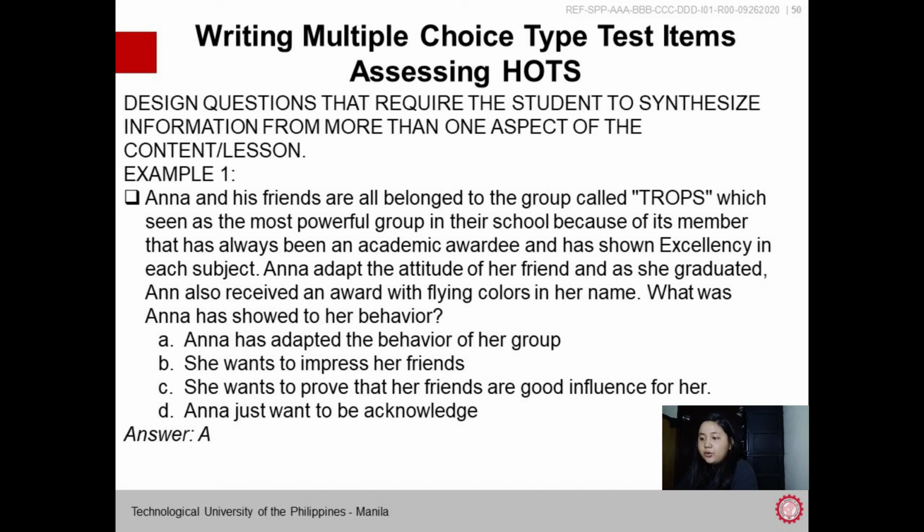Anna and his friends all belong to the group called Trops, which is seen as the most powerful group in their school because its members have always been academic awardees and have shown excellence in each subject. Anna adopted the attitude of her friends, and as she graduated, Anna also received an award with flying colors. What has Anna shown in her behavior? In this question, meron ng synthesizing of idea na nagaganap.